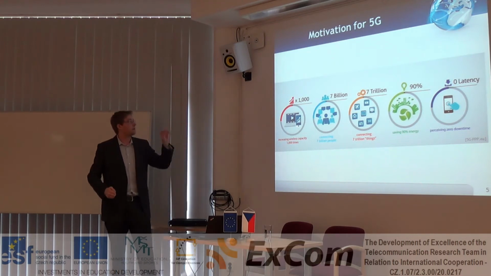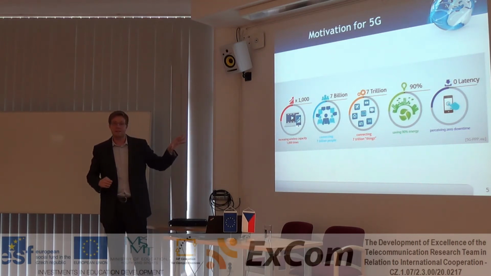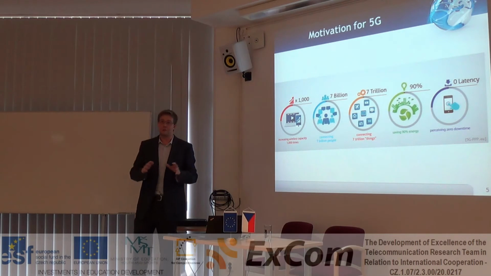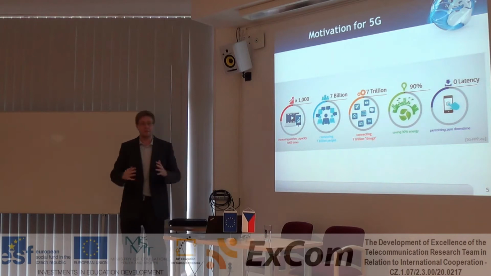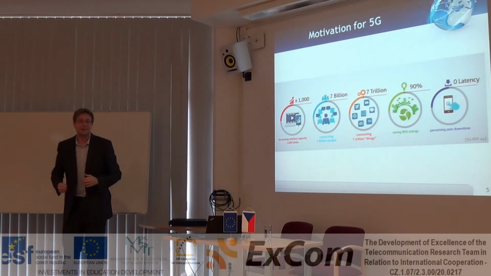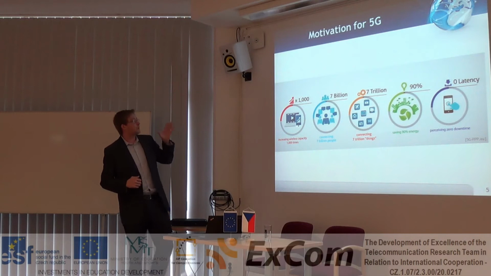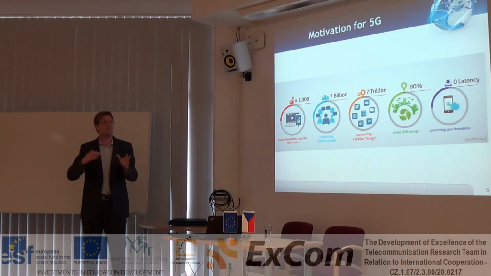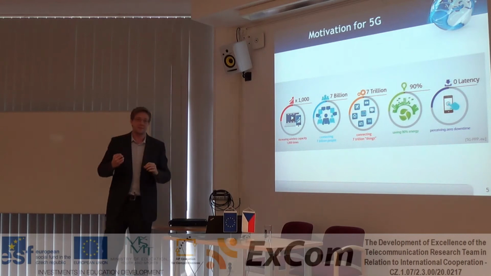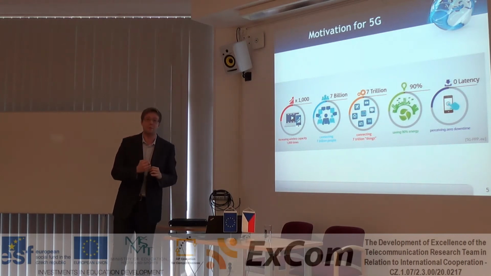Besides people, there will be a lot of devices. You know, today everything is going to be smart. Smart buildings, smart cars, intelligent transportation. Everything is intelligent, maybe but people. In 2020 there should be 7 trillion, or at least a couple of trillion, devices which could potentially be connected to the mobile networks.